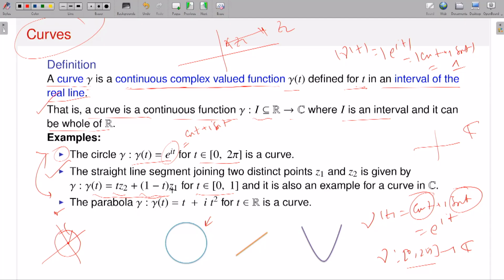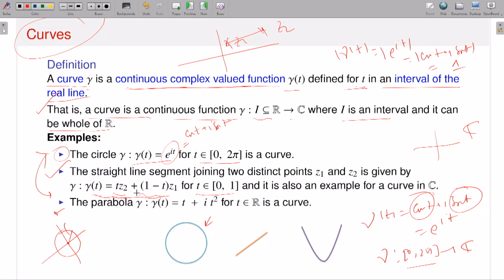Either you can say that as a function of t it is a very nice polynomial in t, so it is a continuous function, or maybe you can break it up into two parts and each component is a continuous function. That's also a way you can think, because z1 and z2 are fixed. So this is also a continuous function. So gamma of t, which is t times z2 plus (1 minus t) times z1, is a continuous function. This is a curve by the definition of curve.